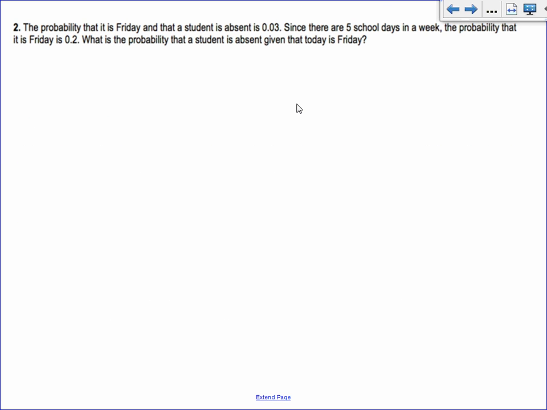So it says the probability that it is Friday and a student is absent is 0.03. Since there are 5 school days in a week, the probability that it is Friday is 0.2. What is the probability that a student is absent given that today is Friday? So if I tell you it's Friday, it's probably more likely that people are going to be absent. Okay, so we're saying given that it's Friday, what's the probability that someone's absent?